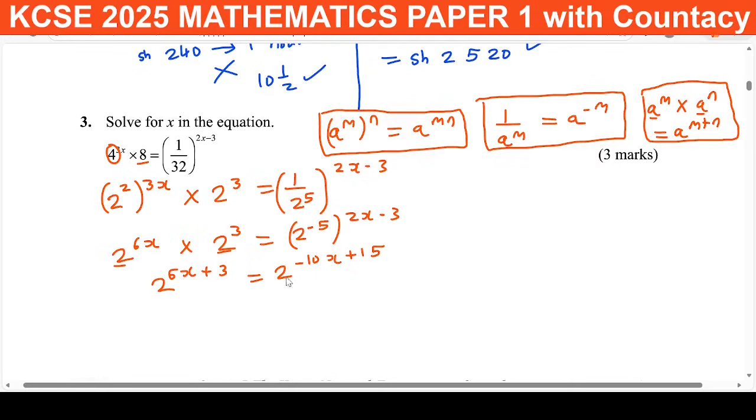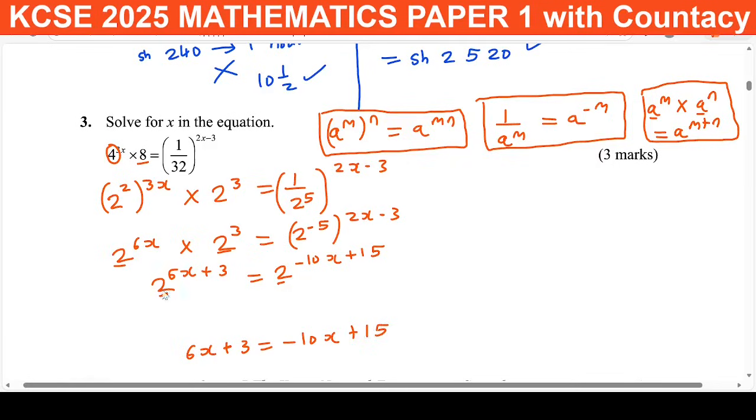Since we have these guys like this, and they are sharing rooms that are really opposite to each other, we say that they are related because this one is a 2 and this one is a 2, and this is their kids. So we can also say that their kids are also related. That is 6x plus 3. We take the kids as they are, 6x plus 3, and on the other end we have -10x plus 15.